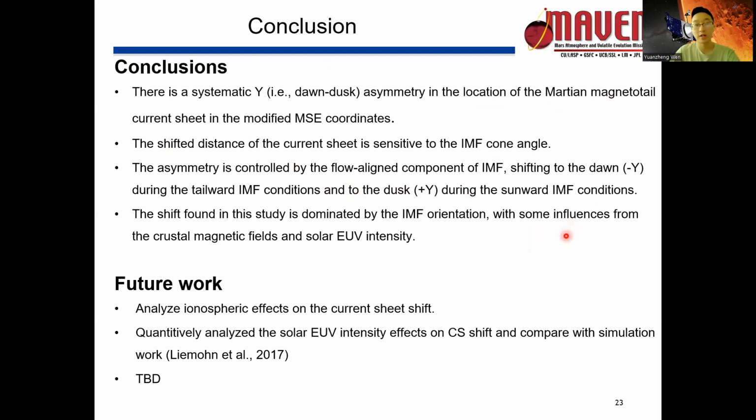And for the future work, we want to analyze the atmospheric effects on the current sheet. There's a very early study by Michael Lemon. They showed that the solar UV intensity can also influence the current sheet structure and cause the displacement of the current sheet. So we want to quantitatively analyze the solar UV intensity effects on the current sheet and compare with the simulation work by Lemon and other works, which we're trying to come up with more.